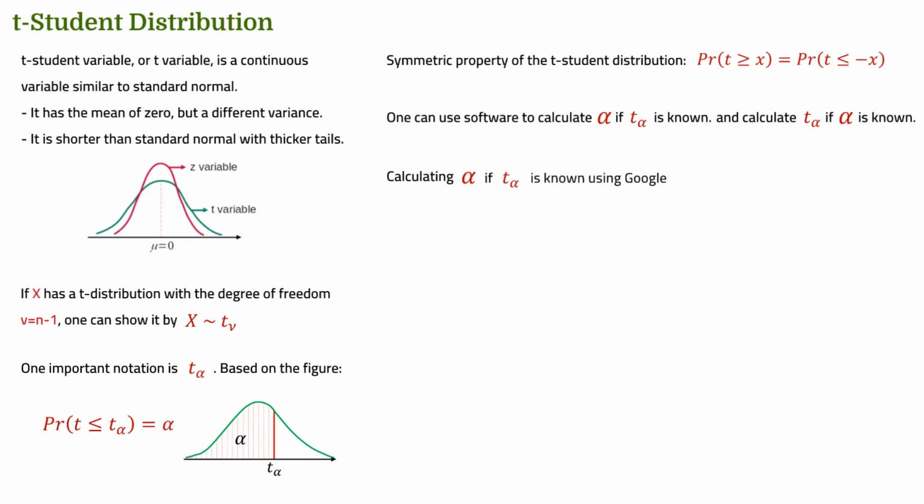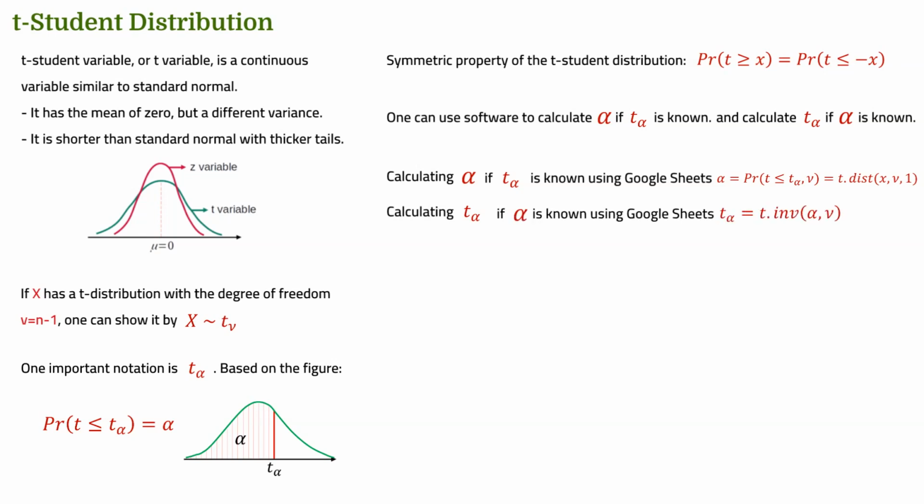Calculating alpha if T alpha is known using Google Sheets: alpha is equal to probability of T less than T alpha, and with nu it is T.DIST inside parentheses X, comma, nu, comma, 1. Calculating T alpha if alpha is known using Google Sheets: T alpha is equal to T.INV inside parentheses alpha and nu.